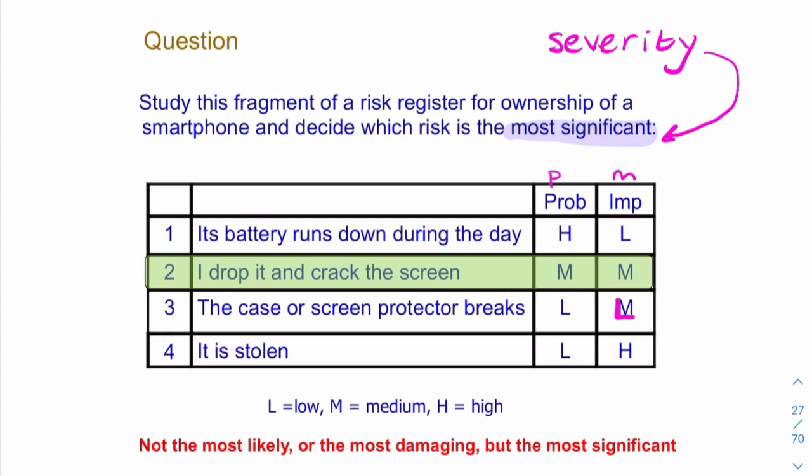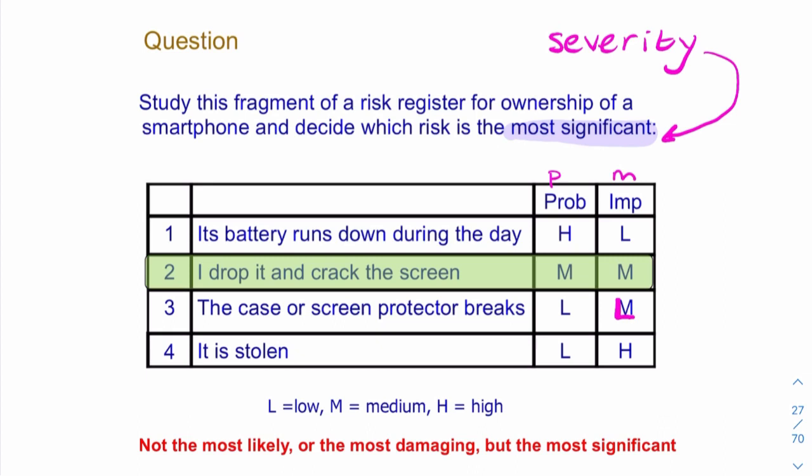What about if your phone was actually stolen? Very unlikely. I've had a phone for many, many years. It's never been stolen. So the chances, very small. But if my phone were stolen, that would have a huge impact on me. A financial impact and concerns over protection of my data, my SIM card, backing up all my numbers, etc. So it would be a huge hassle if my phone was stolen. So the question is, which is the most significant?